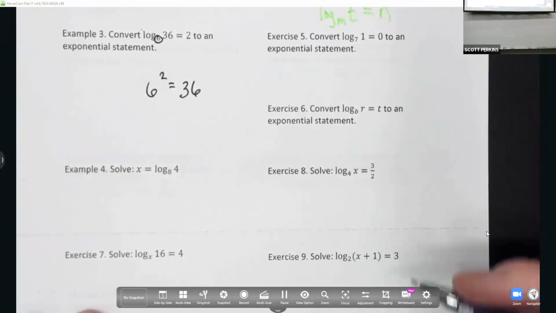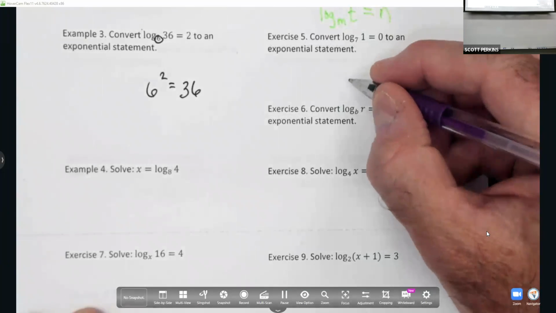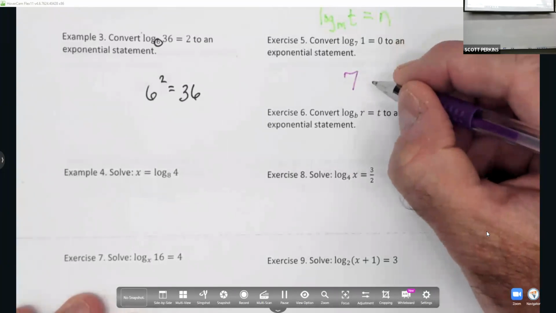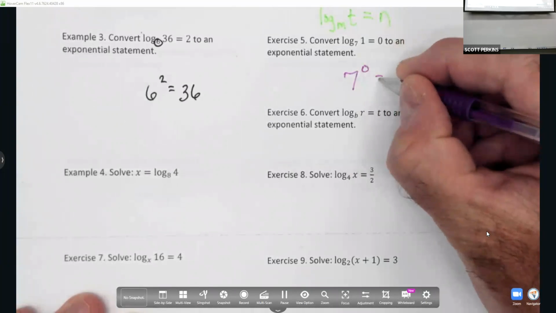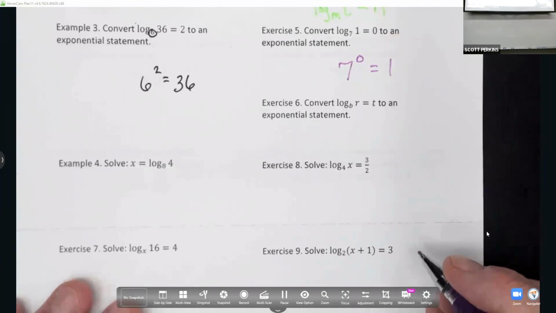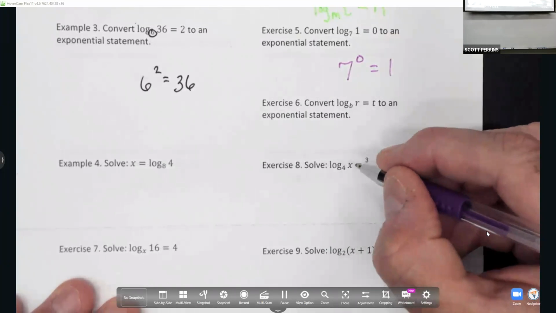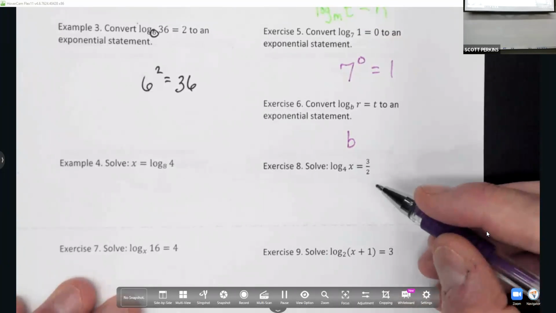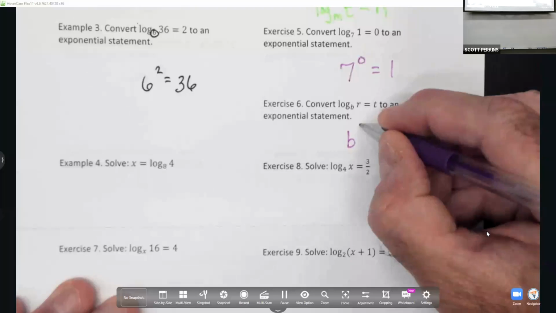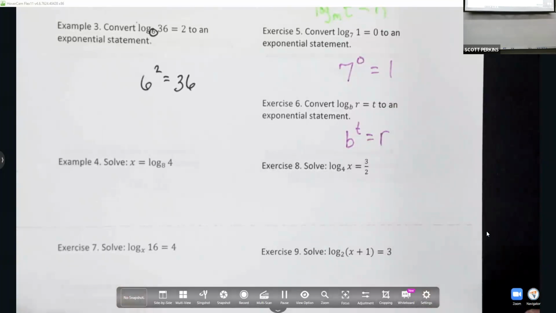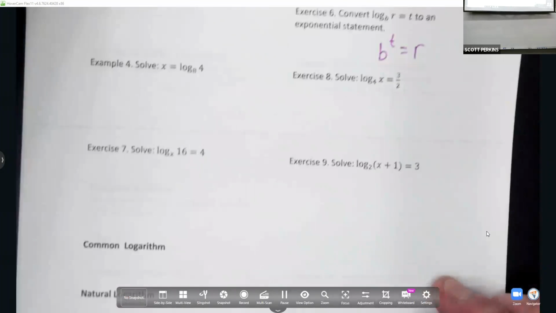So exercise 5, what is the base of that logarithm? 7. What's the power? 0 equals the other number, 1. Great. The last one, exercise 6, what's the base? B, I used B for base. That's clever. What's the exponent? T, and then the only other thing is the letter R. Again, we're just practicing. And we're going to continue practicing in example 4.